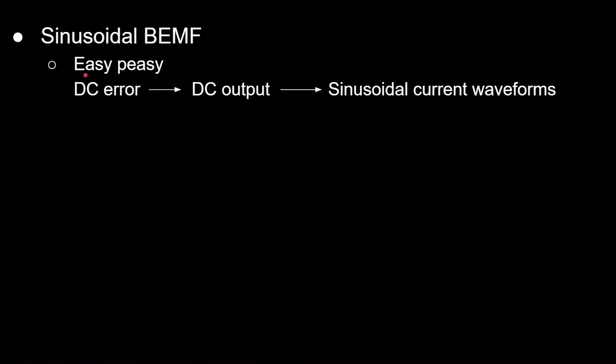So, short recap. Sinusoidal back EMF, easy peasy. The feedback controllers are able to easily track the commanded values with minimal errors, and the feedback controller's outputs are DC values. Back EMF with harmonics?